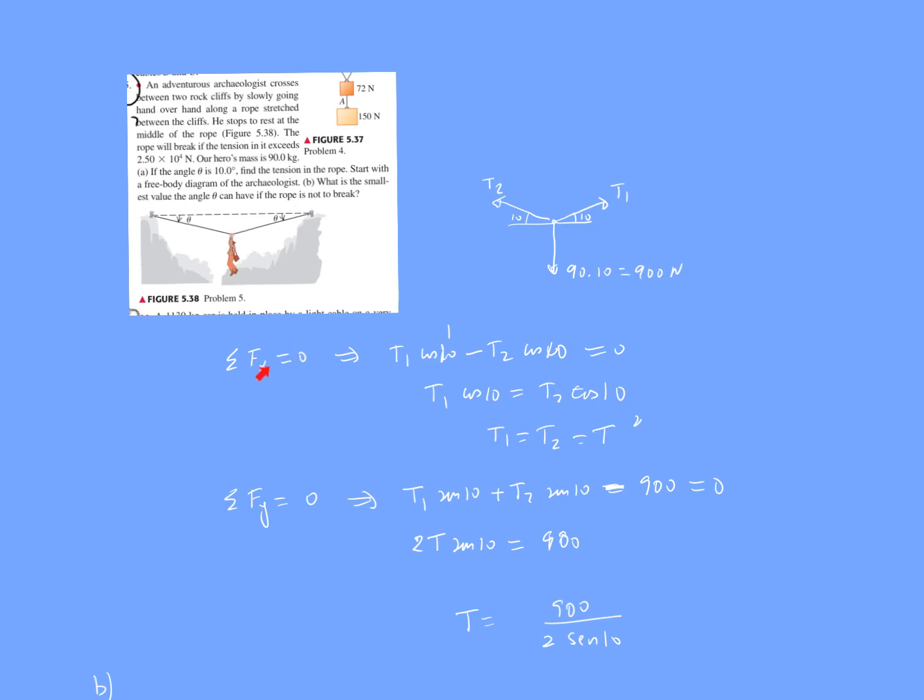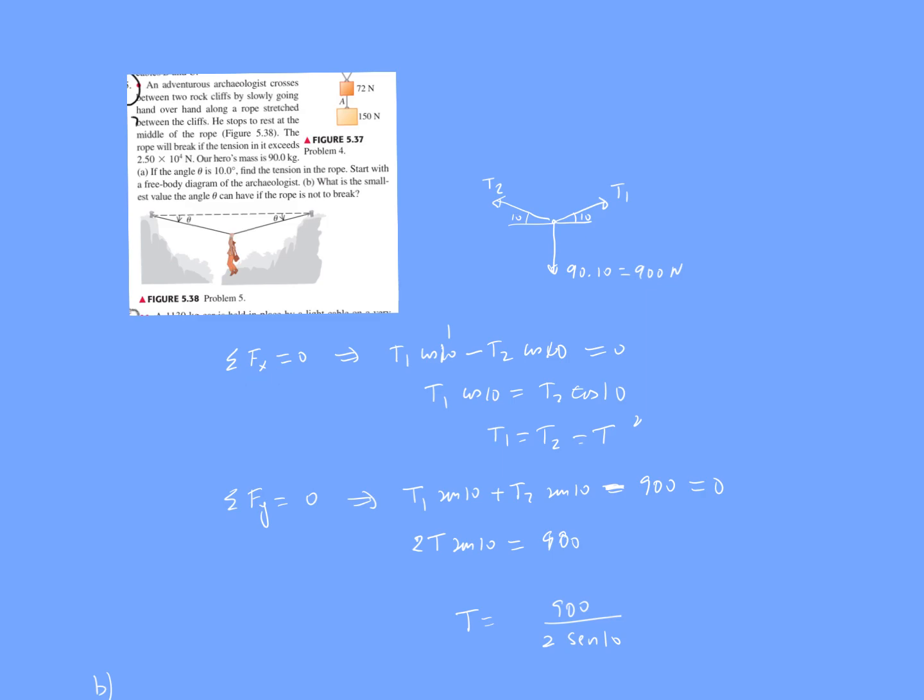The sum of all the forces in the x direction will be 0. So on the object, on the guy, this is the guy. The guy has a force of 900 newtons going downwards. There is a tension T1 going in this direction under 10 degrees, and there is another tension T2 going under 10 degrees. The symmetry will say that T1 is equal to T2, but anyway, Newton's law will say that the magnitude of T1 is equal to T2.